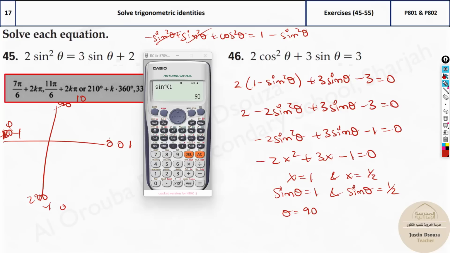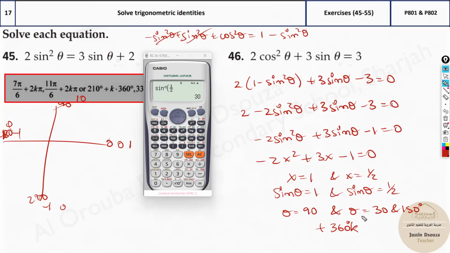Again, use the calculator. It'll be sine inverse of half, 1 by 2. And we know it's 30. And just a while ago, we found out the other answer is 150. So I'll directly write theta is 30 and 150 degrees. Don't forget, each of these must have plus 360 degrees K.